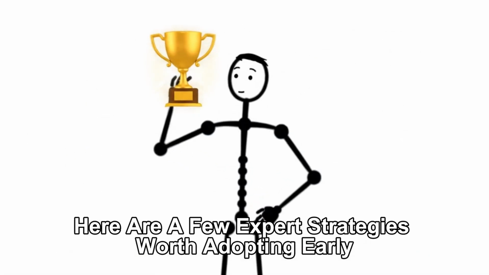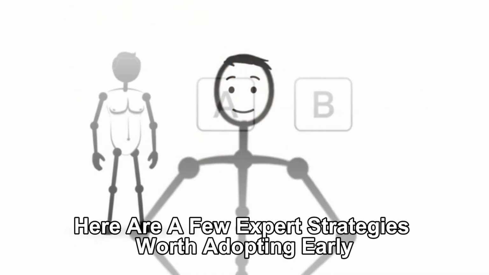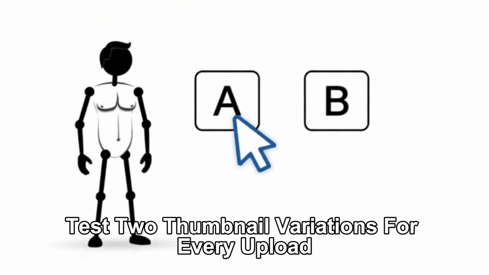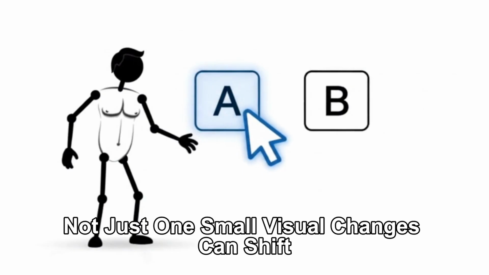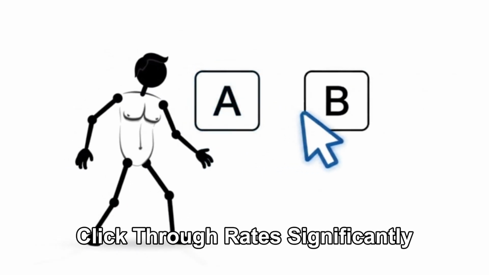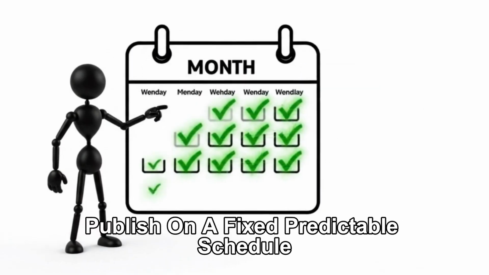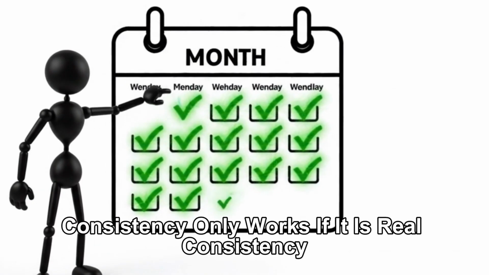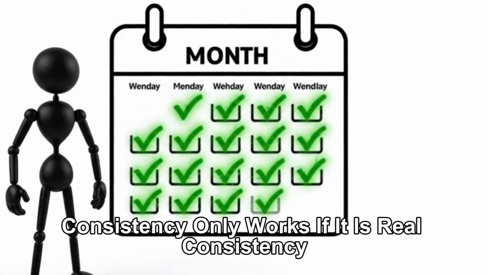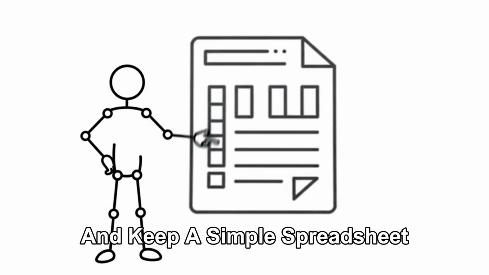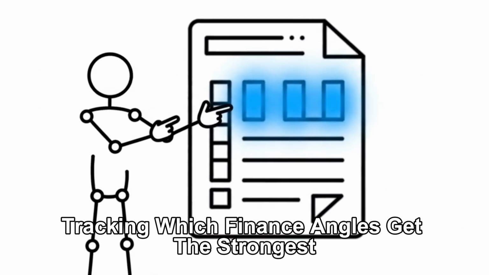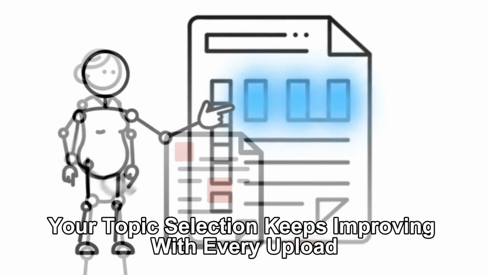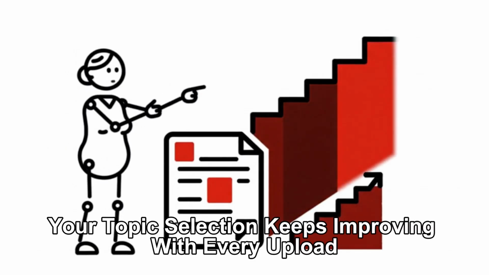Here are a few expert strategies worth adopting early. Test 2 thumbnail variations for every upload, not just one. Small visual changes can shift click-through rates significantly. Publish on a fixed, predictable schedule. Consistency only works if it is real consistency. And keep a simple spreadsheet tracking which finance angles get the strongest average view duration. Your topic selection keeps improving with every upload.